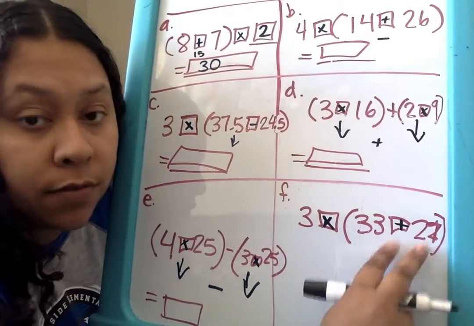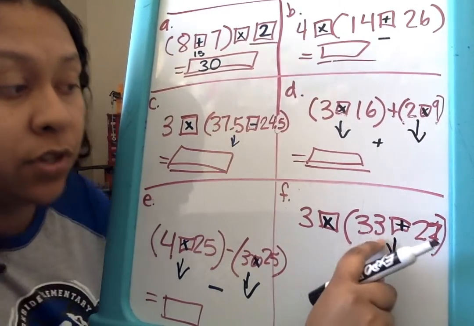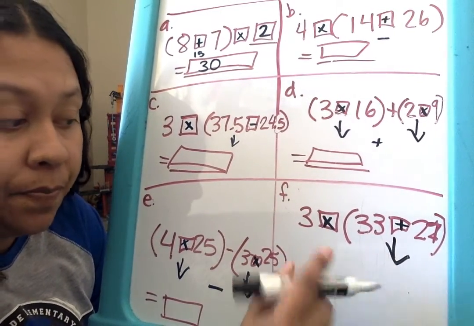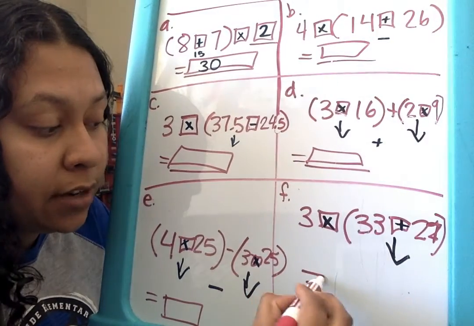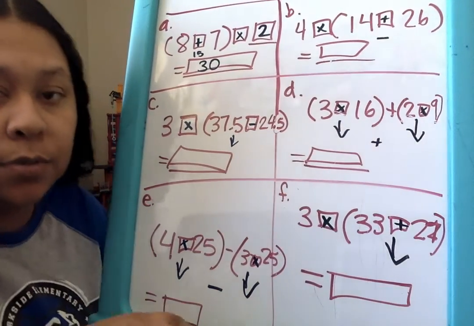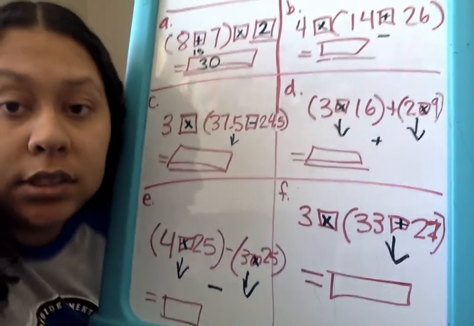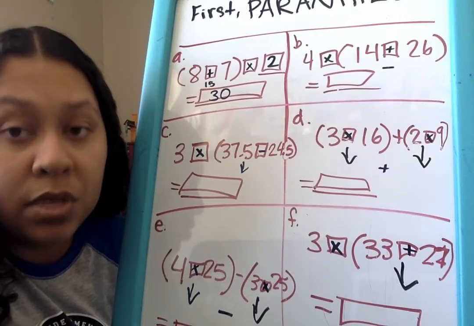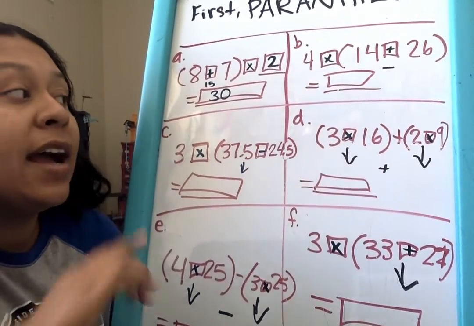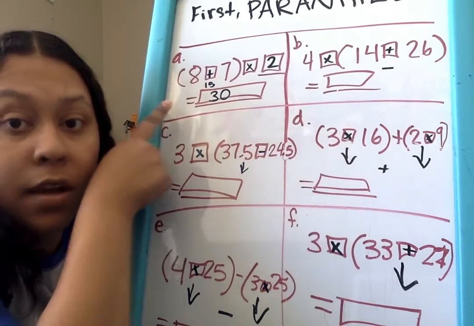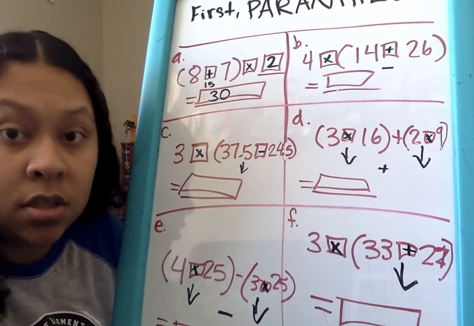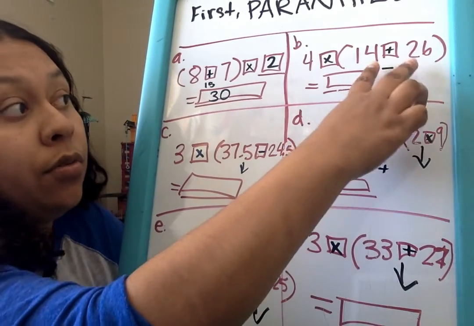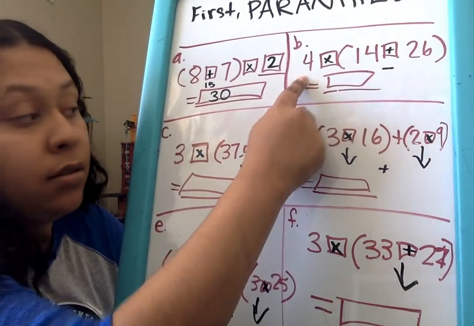Okay, so once you solve for this, because remember parentheses is always first, so 33 plus 27, then you would times it by 3, okay? Then you would plug in your final answer in that blank below. Okay, so I've given you the operations. I've given you that you always solve for parentheses first. You have all of your answers for problem A. For the rest of these problems, you just need to solve parentheses first and then finish up the equation with what is left over. So parentheses, then times it by 4.